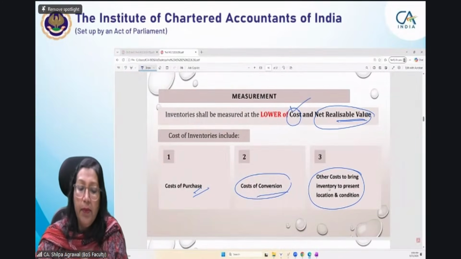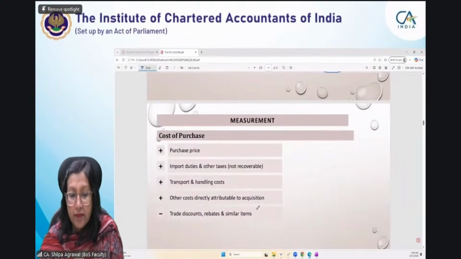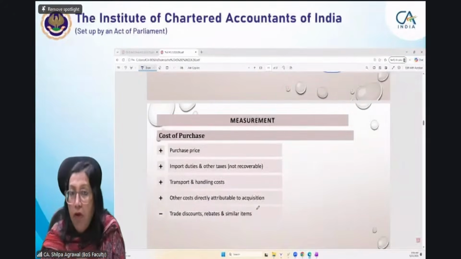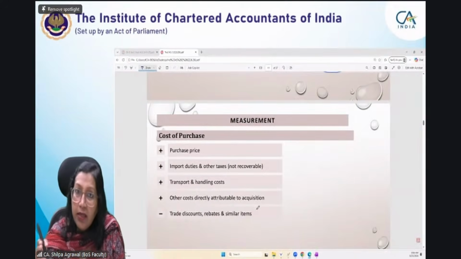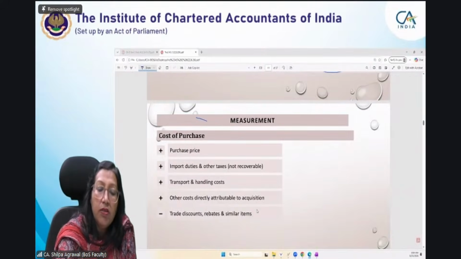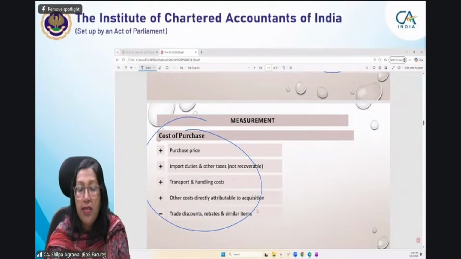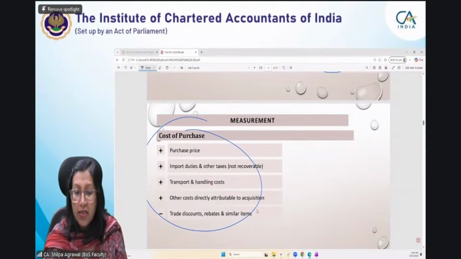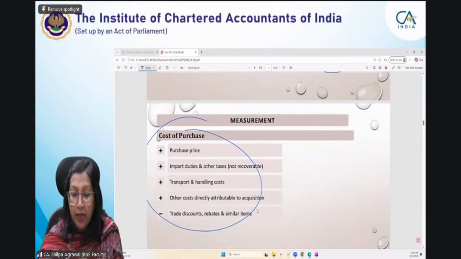So first of all, we'll be dealing with cost of purchase. This aspect, students, will be applicable for all the asset based standards where we are talking about how to determine the cost, either property, plant and equipment, intangible asset, or investment property. This cost is not going to change. Broadly, this will be the same. So what is this? Cost of purchase: purchase price, plus any import duties or any taxes which are not refundable or not recoverable.